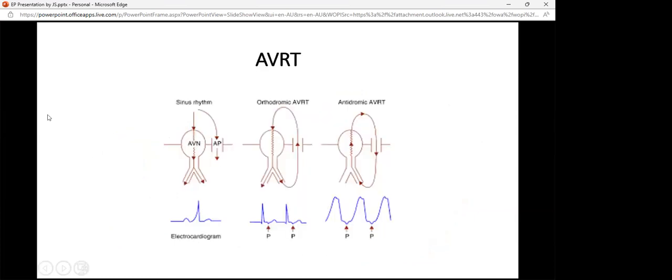On the flip side, we have the AVRT. Okay, and as we said before, patients who present with WPW, we know that they have anterograde conduction from A to V through the accessory pathway. And also, we know that we get this kind of delta-looking wave here.